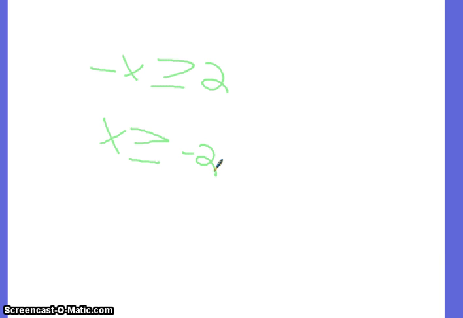And now I can graph it. I didn't flip it, did I? I meant to flip it. x is less than or equal to negative 2, because I have to flip the sign. So anytime you're moving a negative that's being multiplied across an inequality, you have to flip the signs.